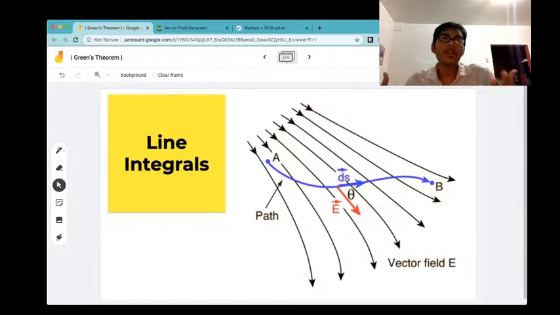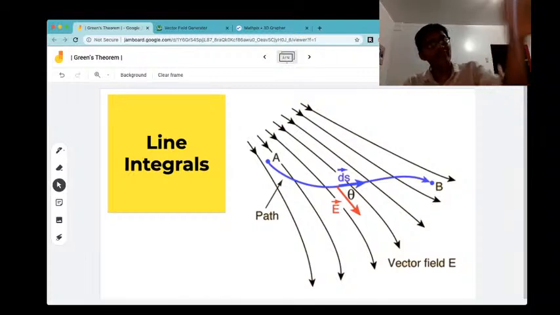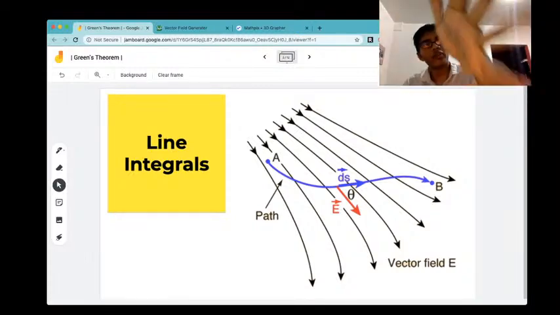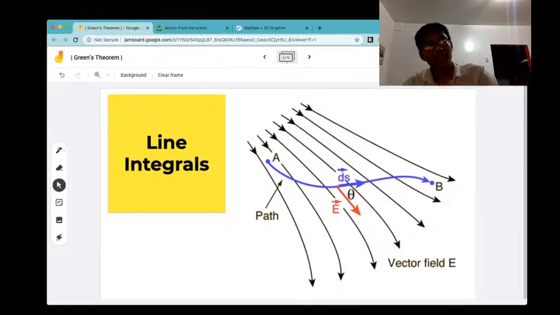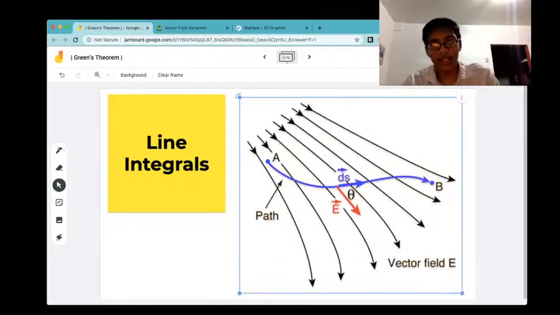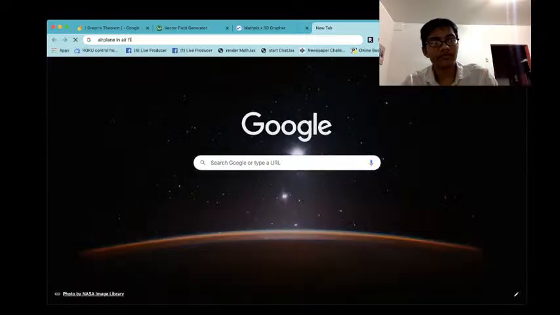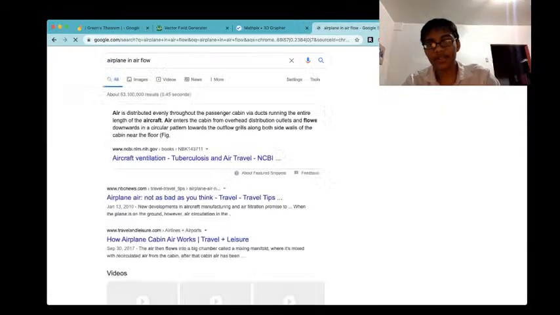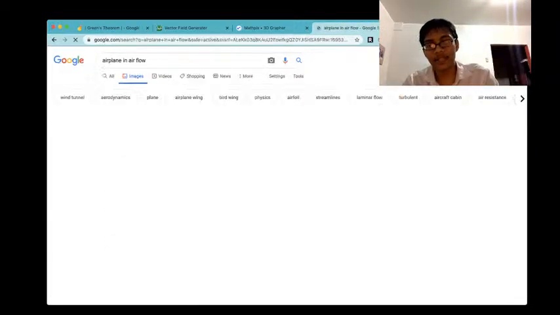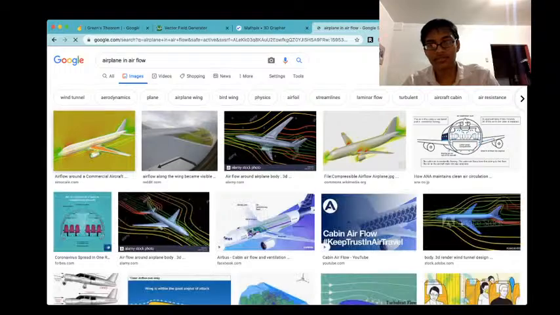Imagine you have a kind of wind, for example, airflow. Think about airflow. Air is flowing through space, and there's an airplane, right? So let's go ahead and search that up. Airplane and airflow. Okay, let's go ahead and take a picture of that.